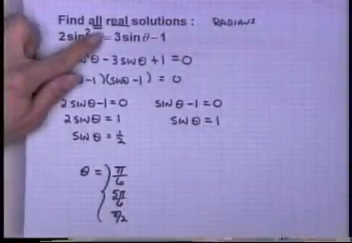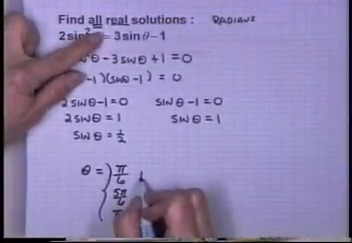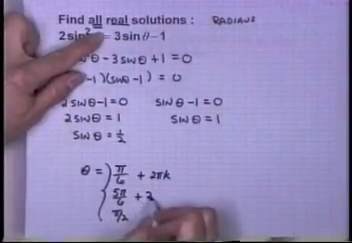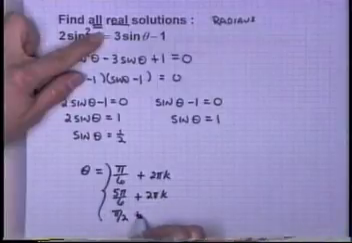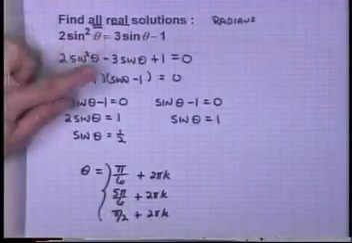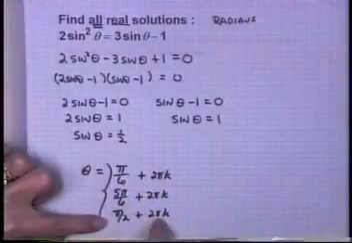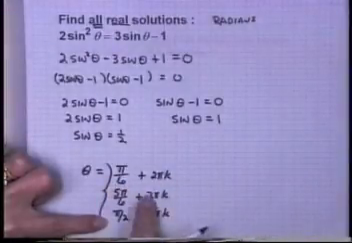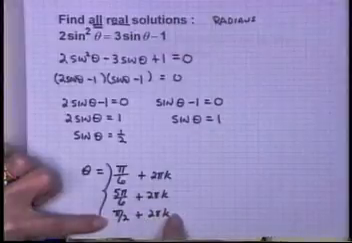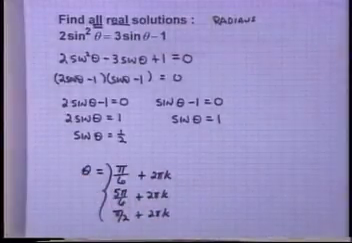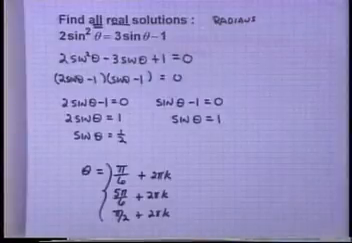Now, to take care of all solutions, all I'm going to do is to add 2 pi k to each of these primary solutions. So what that's saying is these 3 are answers. If I do a revolution to each one, or 2 revolutions, or 3 revolutions, etc., then I will generate all possible solutions to this equation.